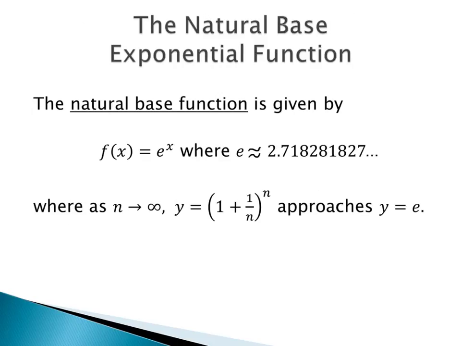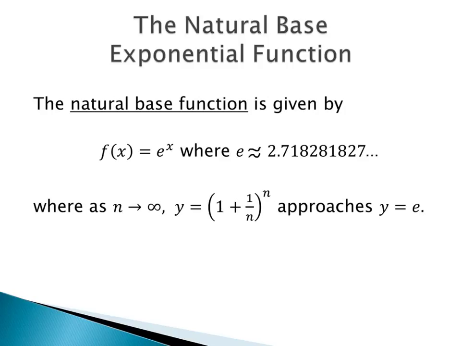Along with our general exponential function, Professor Messenger also mentioned the natural base exponential function, which is given by f of x equals e to the x, where e is a constant, which is approximated by 2.71828187, and actually that goes on forever. It's irrational. And where that comes from is as n goes to infinity, or n gets really big, y equals 1 plus 1 over n raised to the n approaches y equals that constant e.